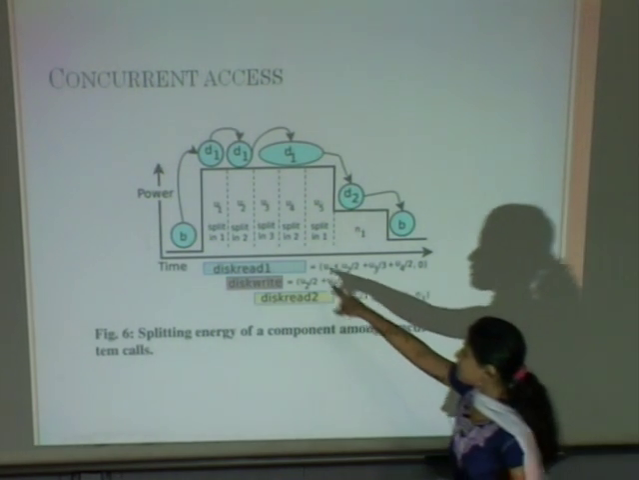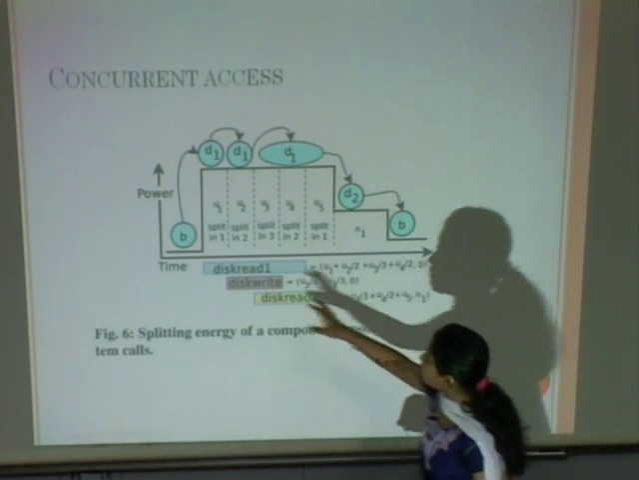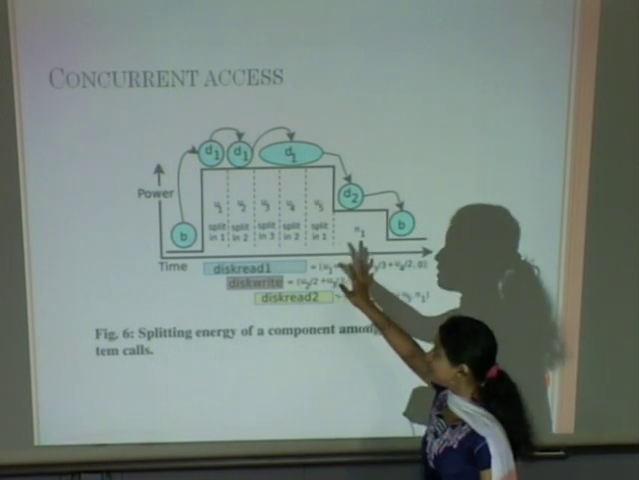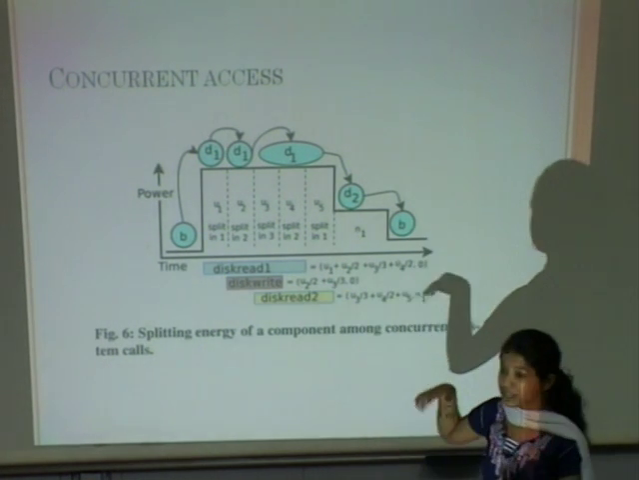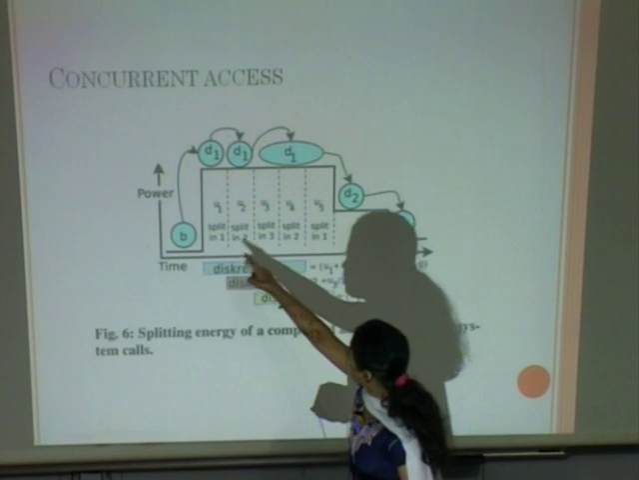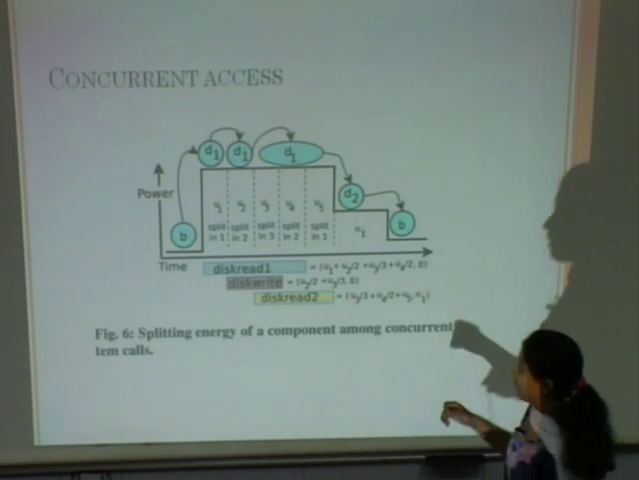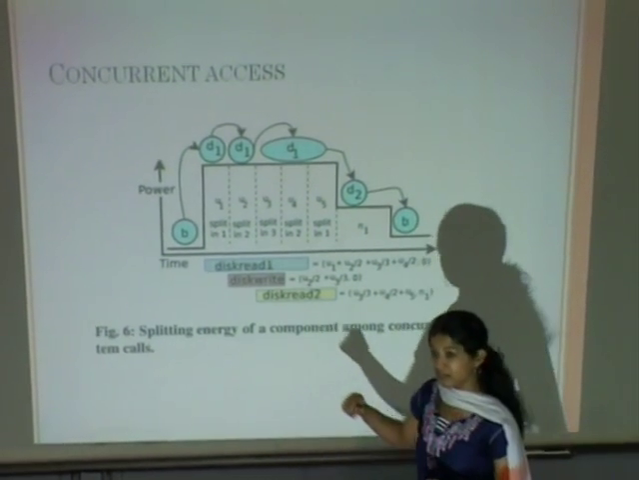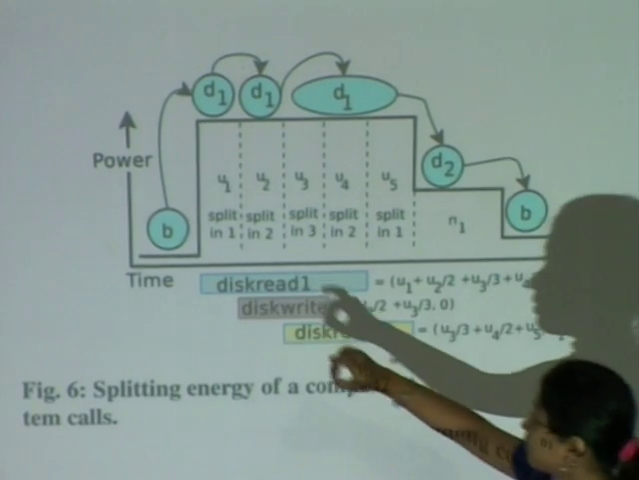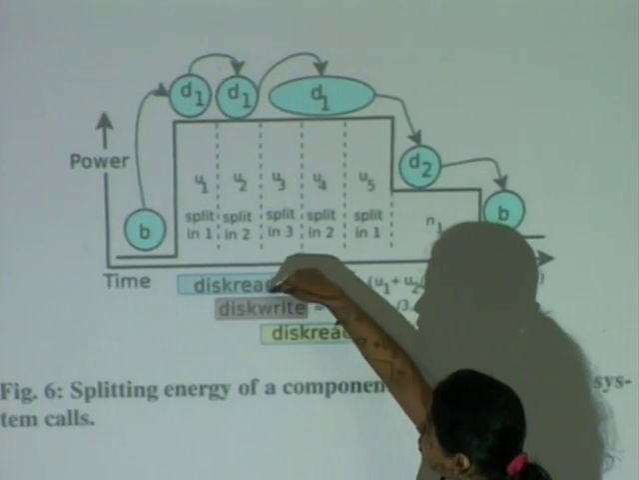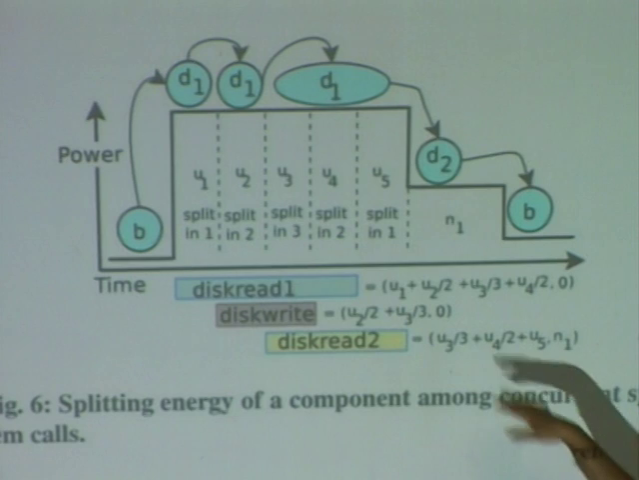Suppose three entities are there, then we divide the total time of the high power state such that in each interval a different set of entities is on. So in this only discrete one is running, in this only these two are running, in this all three are running, then in this only these two, and in this only the last one is running. So like that they split.